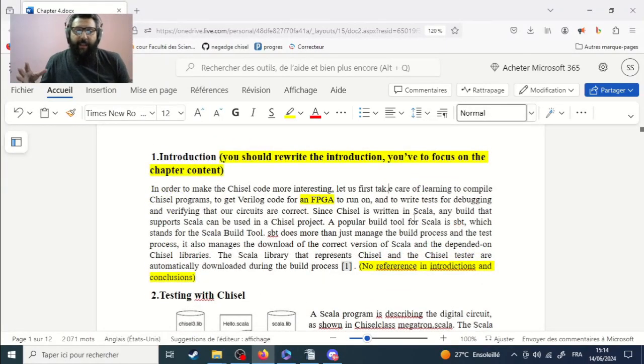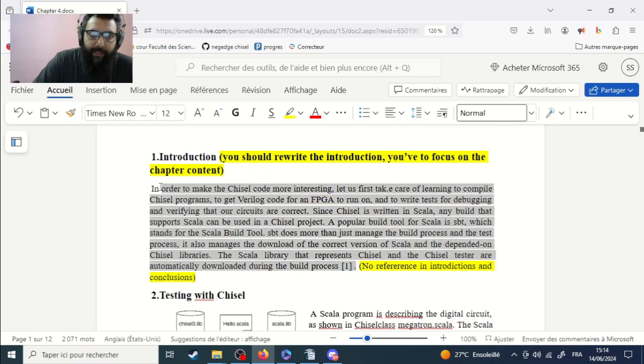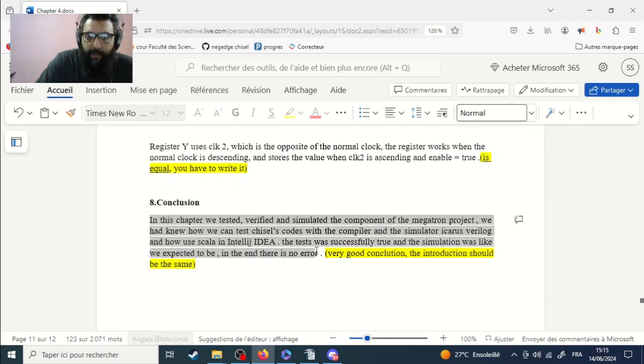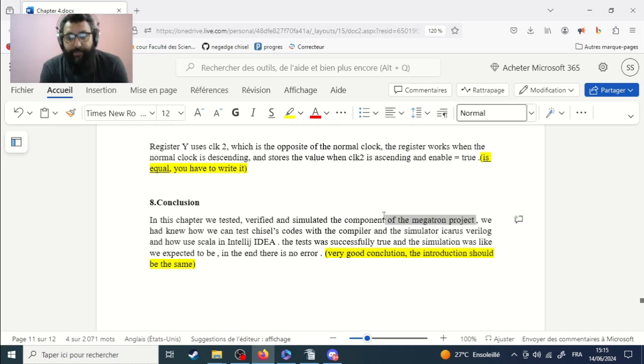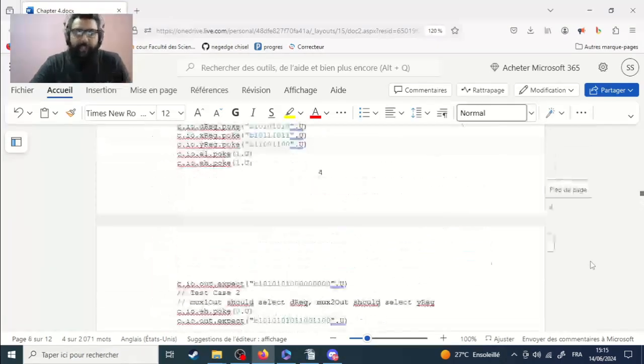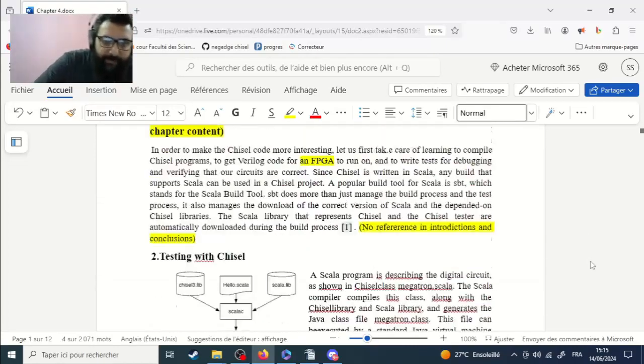In the introduction, you have to say that in this chapter we do a test and simulation, and we have tested this part, etc. Anyway, you have to talk about the content of the chapter. The conclusion was perfect here, you talked exactly about what you did: in this chapter, we tested, verified, and simulated the components of the Megatron Project. You are talking about the main purpose of this chapter, and this is exactly what you need to do for the introduction too. The introduction also should concern your chapter. It's not about Chisel. You have to talk about what you did in this chapter.